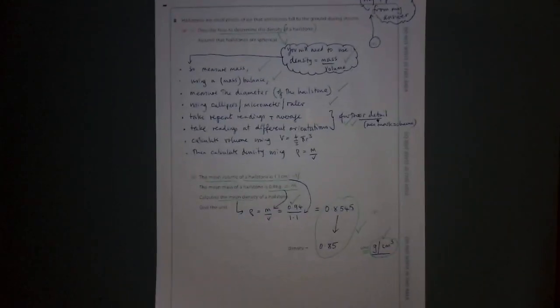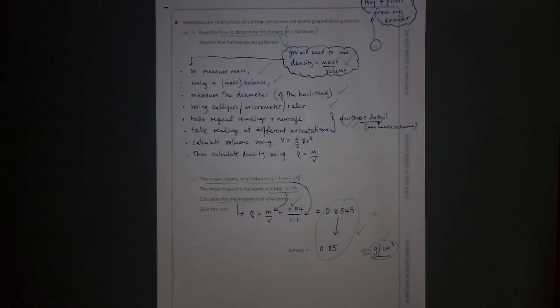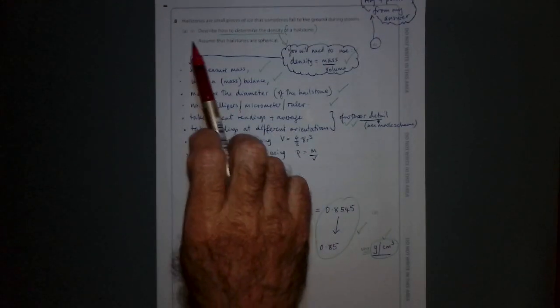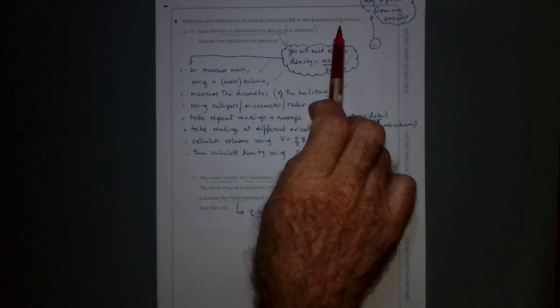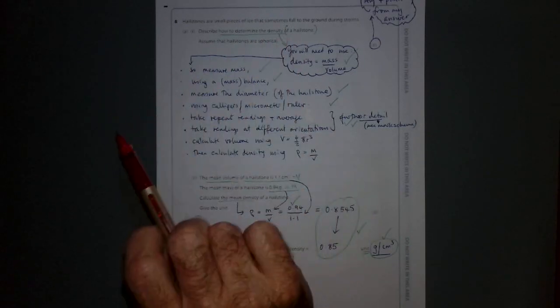Question 8 is about hailstones. Well, hailstones, if English isn't your first language, are bits of ice which fall from the sky. So it's like frozen rain. Sometimes they can be quite large. So they want you to describe how you could determine the density of a hailstone.